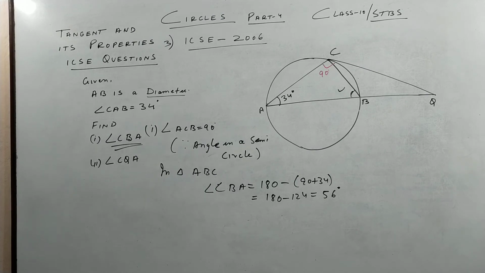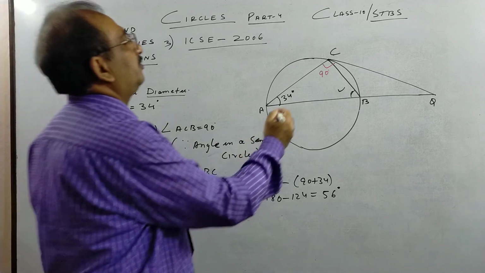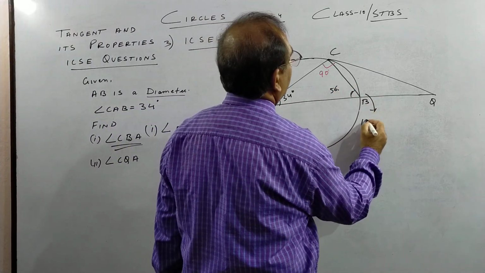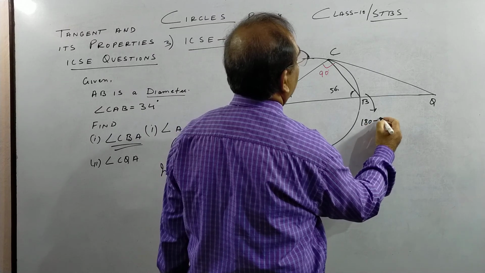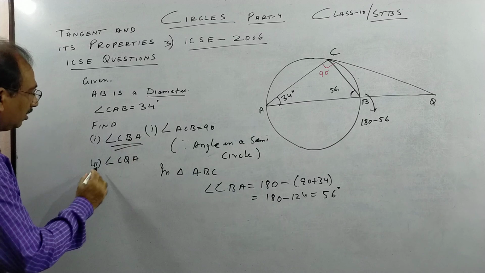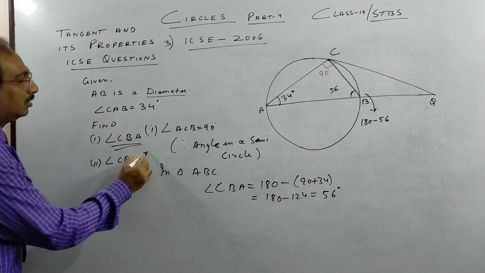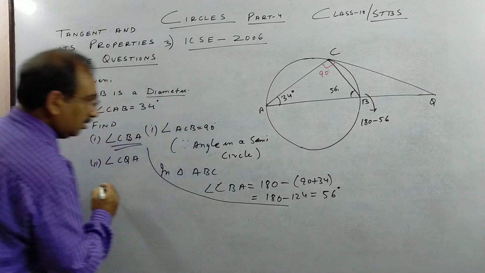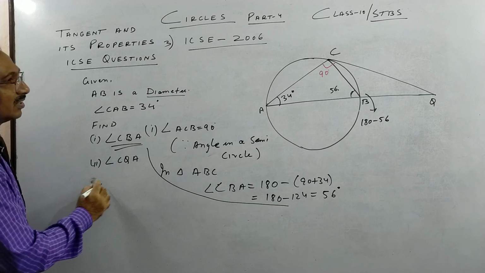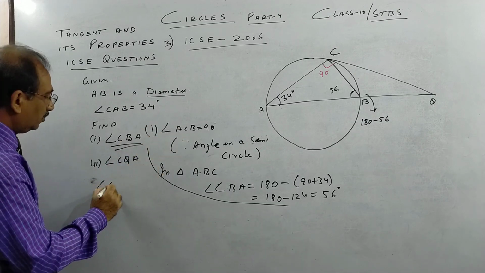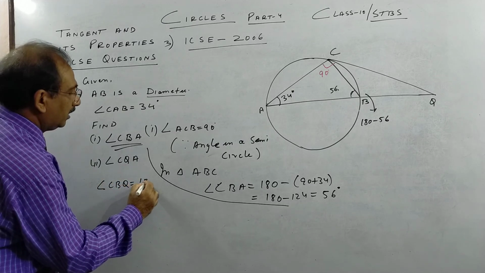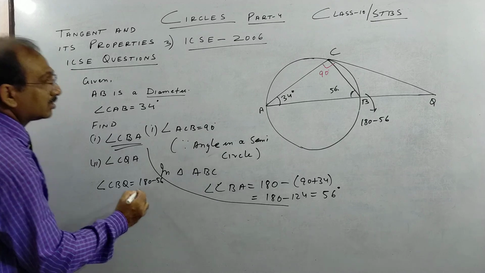So now we have got this as 56. So children, this angle will be 180 minus 56. So in short we will write for this, this is part 1. So part 2 I start here. This is your part 1. Part 2, angle CBQ. Okay, angle CBQ is 180 minus 56.